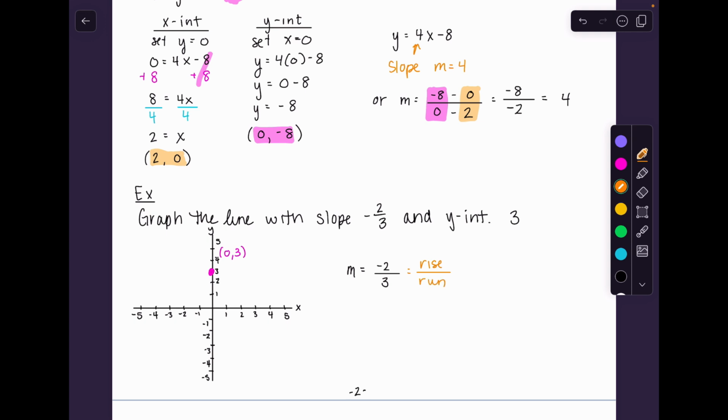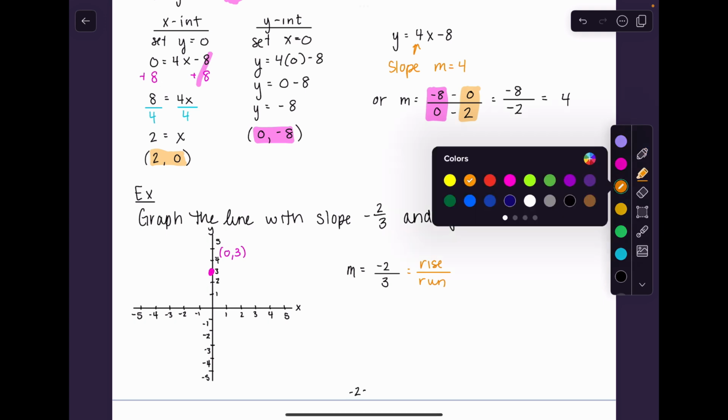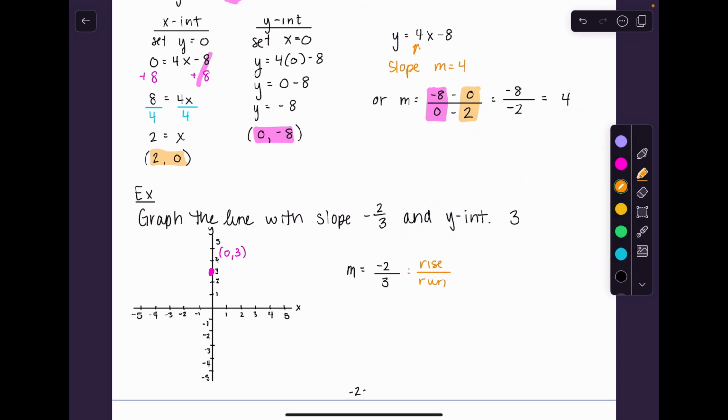So utilizing that I already know a point, I'm going to use my rise and run to find another point. My rise in this case is negative 2, so I would go down 2.